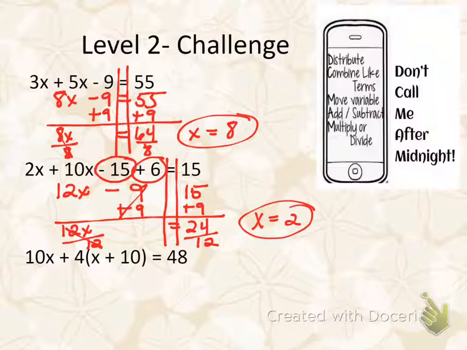How many people think they could do the third one without assistance? All right, give it a try. Go as far as you can. Remember, the third one has a distributive property first. So do that first. And just see how far you can get.